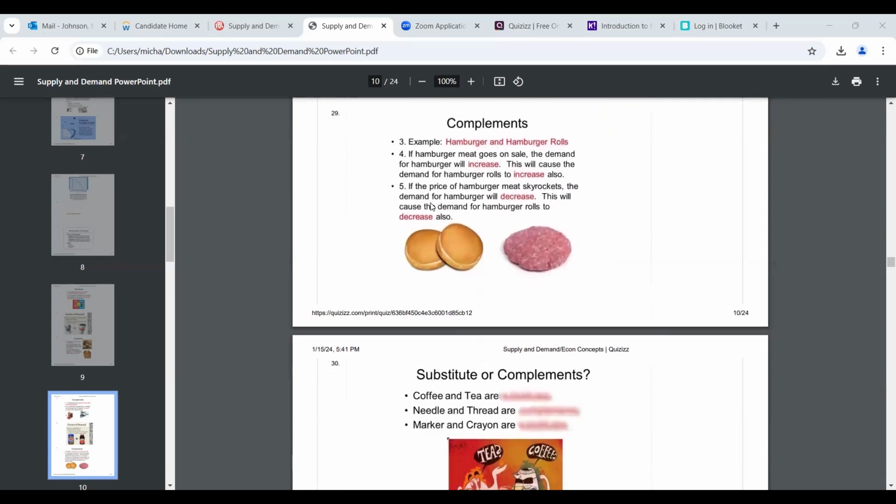Complements, example, hamburger and hamburger buns. If hamburger meat goes on sale, the demand for hamburger will increase. This will cause the demand for hamburger rolls to increase also. If the price of hamburger meat skyrockets, the demand for hamburger will decrease. This will also cause the demand for hamburger rolls to decrease.